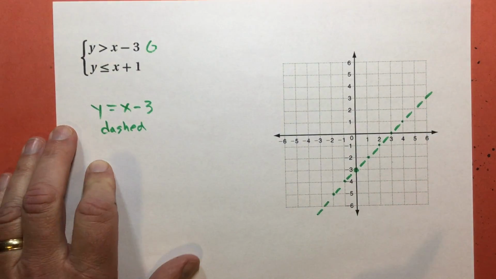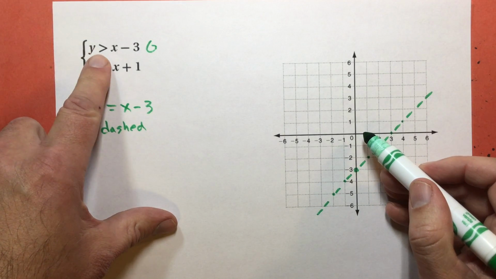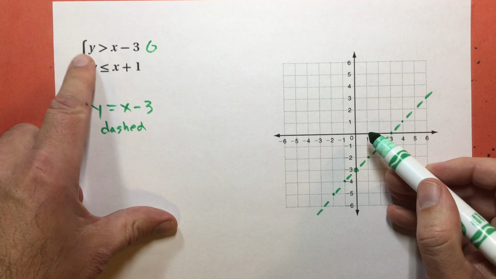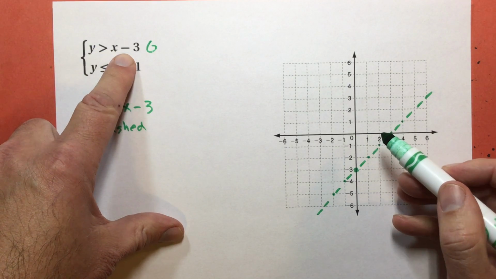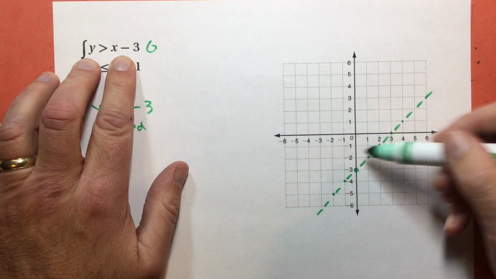And do I shade above or below it? I'm going to try that 0, 0 again. Is 0 greater than 0 subtract 3? Is 0 greater than -3? Actually, yes, it is. I'm sorry. Yes, it is. So I'm going to shade above this one.